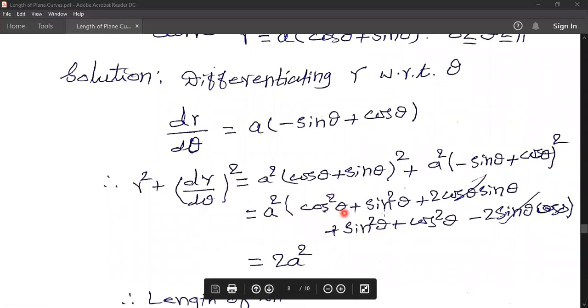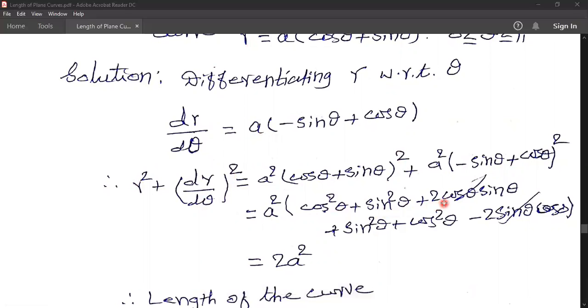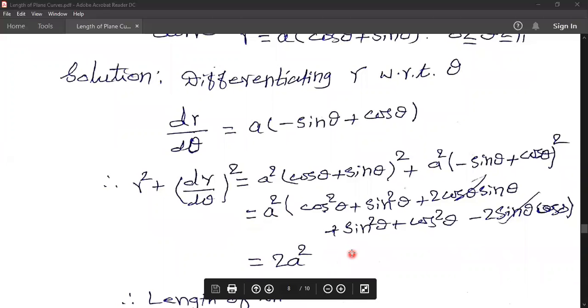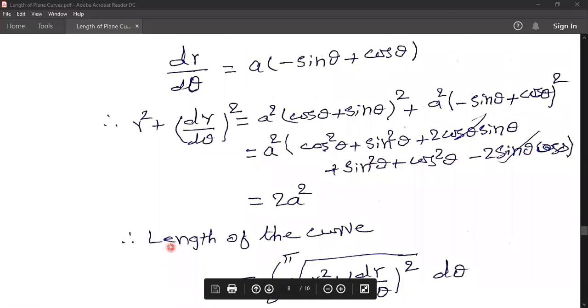Square of this value is equal to cos square theta plus sine square theta plus 2 cos theta sine theta. Then square of this value, a square is taken common, then that becomes sine square theta plus cos square theta minus 2 sine theta into cos theta. Then this is with a minus sign, these two will get cancelled. This becomes 1 plus 1, equal to 2a square.